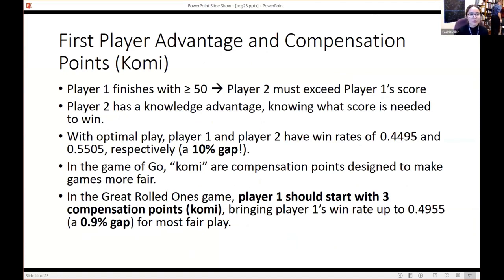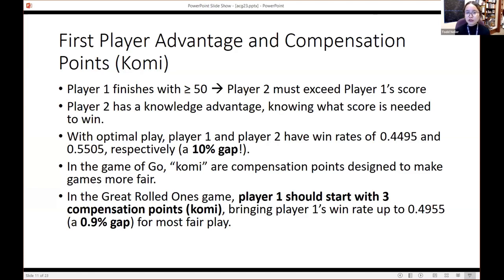Next we will talk about the first player advantage and compensation points, which is also common. When player 1 finishes with 50 or above, player 2 has no other choice but to exceed player 1's score. By doing that, player 2 has the advantage of knowing what score is needed to win. Therefore, with both players playing optimally, there is a winning gap of about 10%, where player 1 has a lower winning rate than player 2.